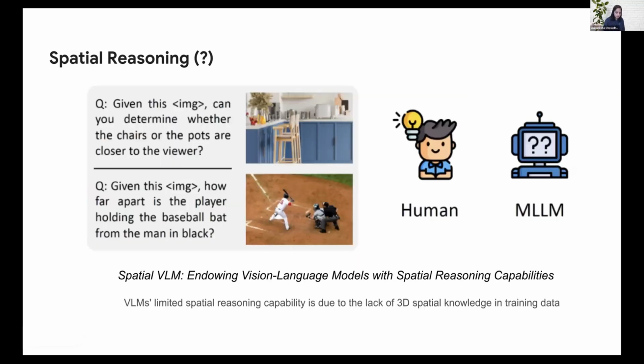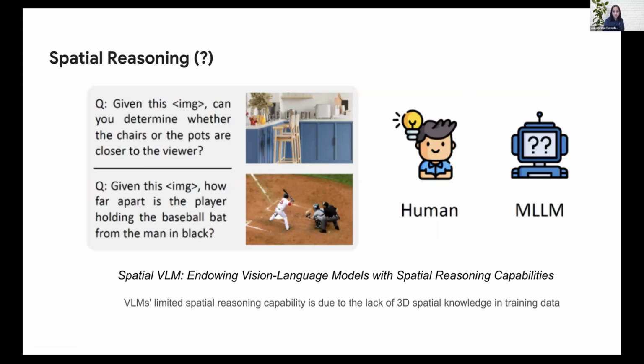However, my colleagues from the robotics side of things presented a paper called Spatial VLM at CVPR this year, where they do claim that we can endow these models with spatial reasoning capabilities by constructing the right datasets. And they claim that the lack of this spatial knowledge is because of training data. So here, what they're showing is that we have an image.